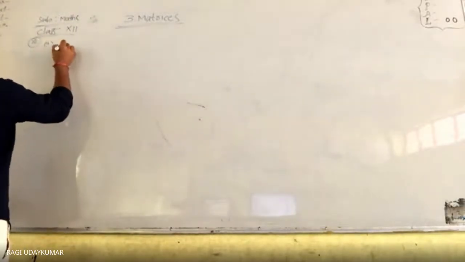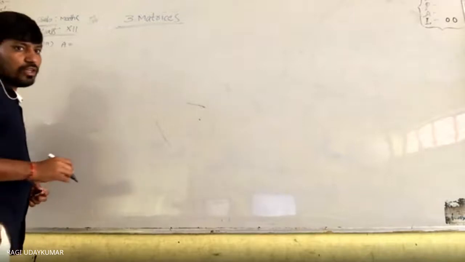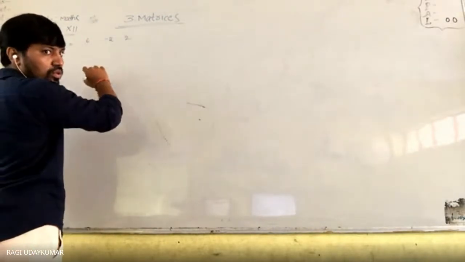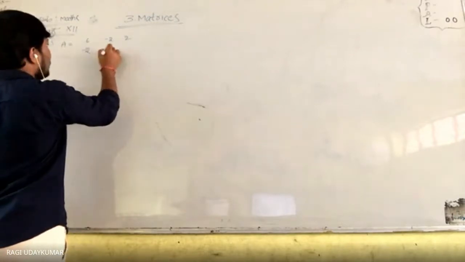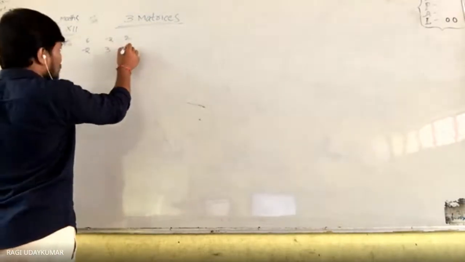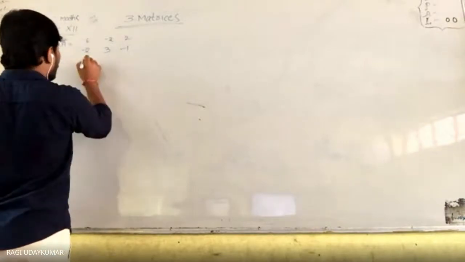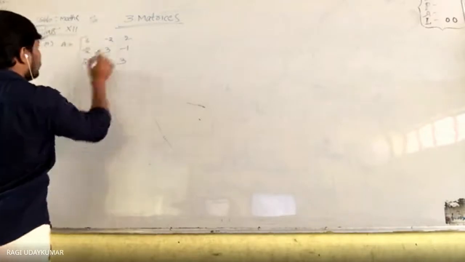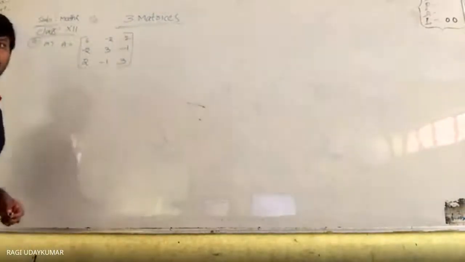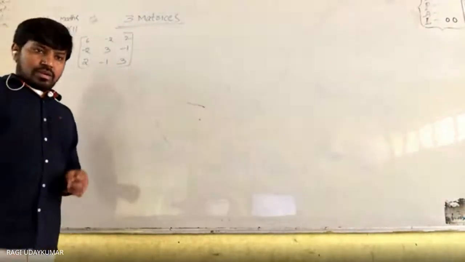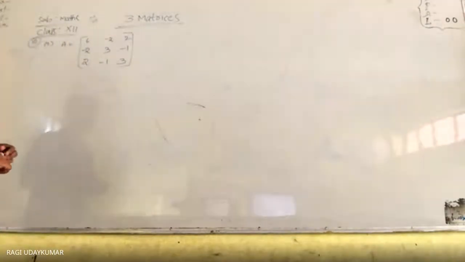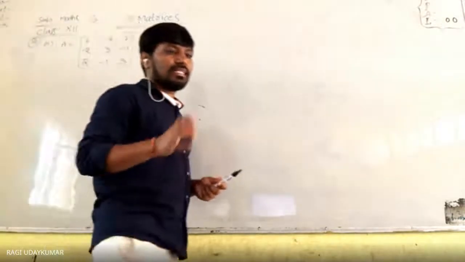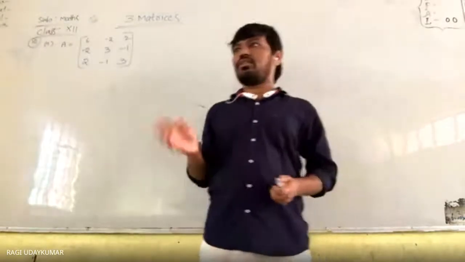10th bit, second problem. Matrix A is given to you: 6, 2, 6; minus 2, 2, minus 2; 3, minus 1, 2, minus 1, 3. Now here, what to do? You need to express this matrix as the sum of the symmetric and the skew symmetric.